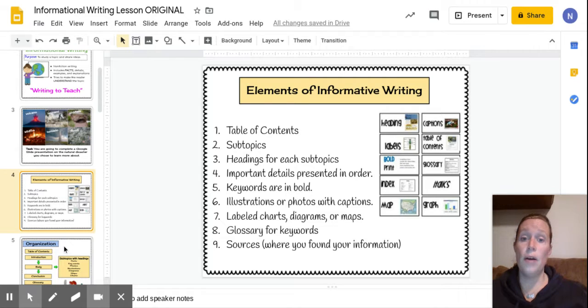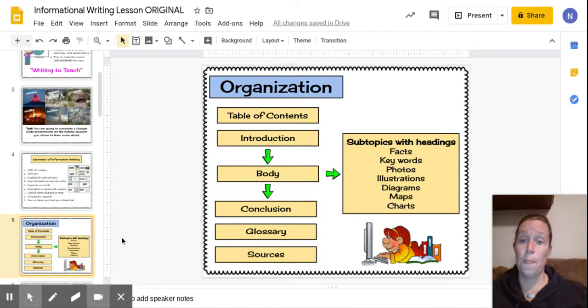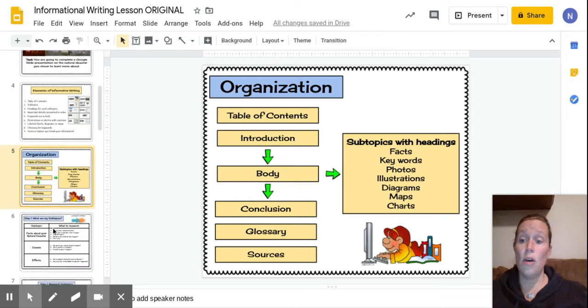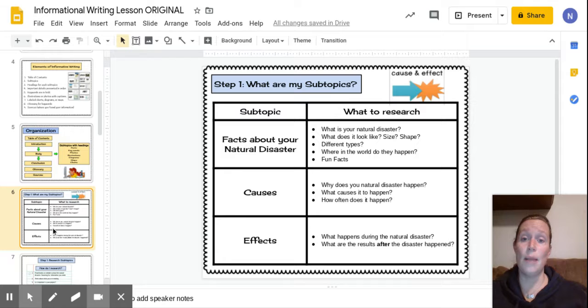Okay, so how are we going to organize all of that? This will be the order. We'll have a table of contents and introduction, and then the body will be our main slides. We'll have a conclusion slide, a glossary, and a sources slide. So today, all we are going to worry about is step 1. What are my subtopics? Your subtopics are going to be facts about your natural disaster, the causes of your natural disaster, and the effects that happen after your natural disaster occurs.